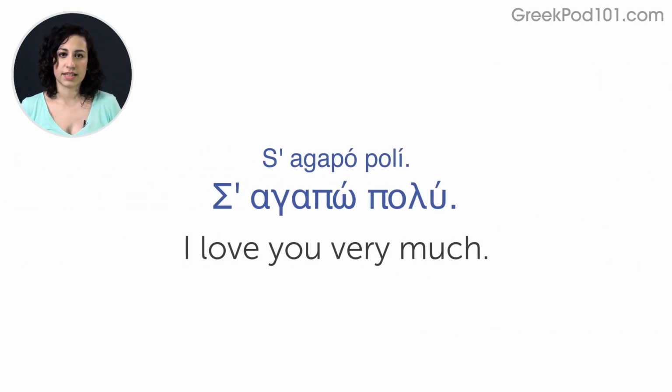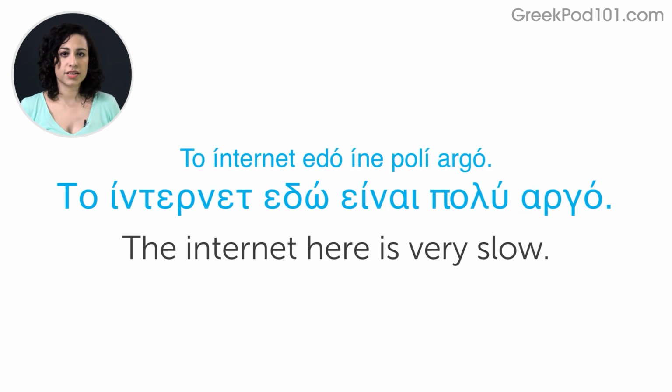Here are some sample sentences. Σ' αγαπώ πολύ. I love you very much. Το ίντερνετ εδώ είναι πολύ αργό. The internet here is very slow. Following up, the adjective is declined in all three genders and is always used to define a noun. Therefore, it always needs to agree with the noun's gender, number, and case.